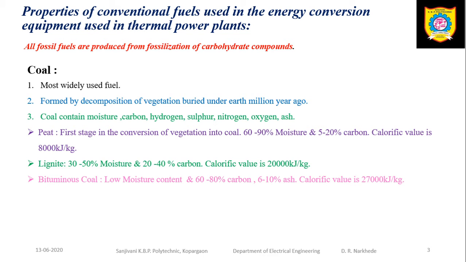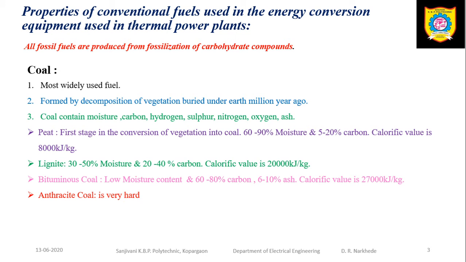It is the most common variety of coal and widely used for almost all purposes. It has low moisture content, about 60 to 80% carbon and 6 to 10% ash. Semi-bituminous coal has properties in between those of bituminous and anthracite coal, and it is widely used in the power plant. Its calorific value is nearly 27 kilojoule per kg.